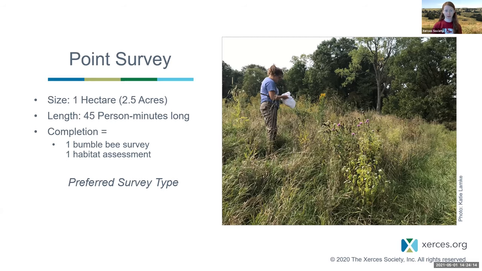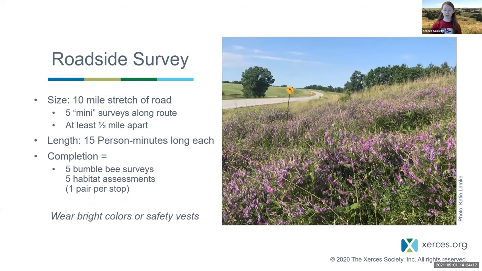Compared to a roadside survey, which is when you select a 10-mile stretch of road. We realize that these are sometimes easier to carry out in Nebraska because there's a lot of private land, but there are many roadsides that are public access. So sometimes these roadside surveys can be a little bit easier to plan. Along your 10-mile stretch of road, you're going to do 5 mini surveys. Each time you stop along your stretch of road, you're going to do a 15-minute survey. Your surveys have to be at least 1/2 mile apart, but it's up to you where you stop. You might find a place that has a lot of blooming flowers. You can pull over and see if there's bee activity. If not, you can get back in and drive a little bit further.